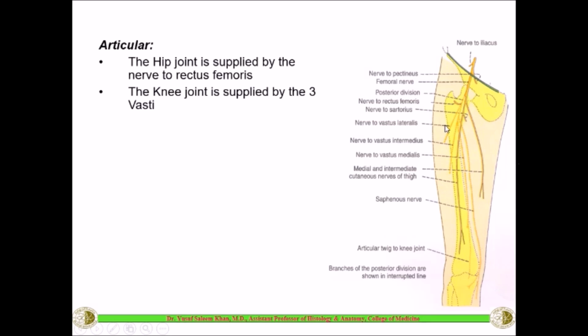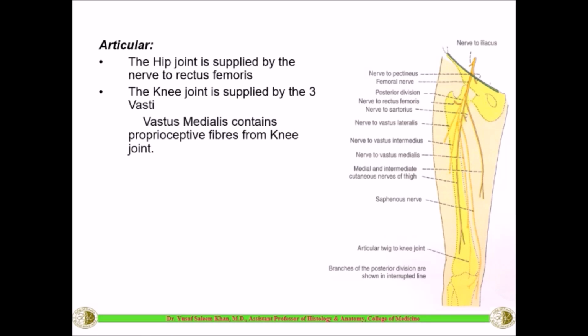Here in this picture, this is the femoral nerve, and it gives the anterior division and the posterior division. The posterior division is giving branches. This is the rectus femoris branch and it supplies the hip joint, and these are the branches to the vastus lateralis, and the nerves to the vastus intermedius and medialis, which also supply the knee joint. And here you can see the medial and intermediate cutaneous branches from the anterior division, and the nerve to Sartorius. So this is what has been shown in this picture, explaining the same thing.